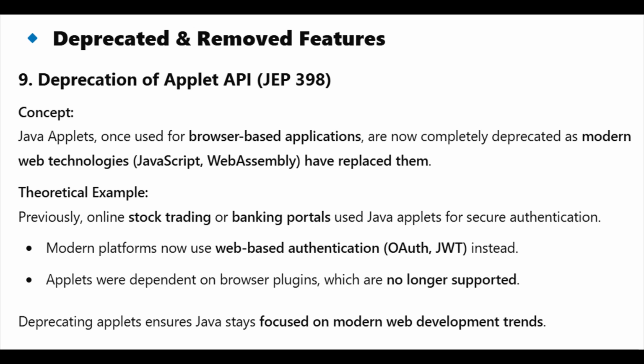Theoretical example. Previously, online stock trading or banking portals used Java applets for secure authentication. Modern platforms now use web-based authentication, OAuth, JWT. Instead, applets were dependent on browser plugins, which are no longer supported. Deprecating applets ensures Java stays focused on modern web development trends.